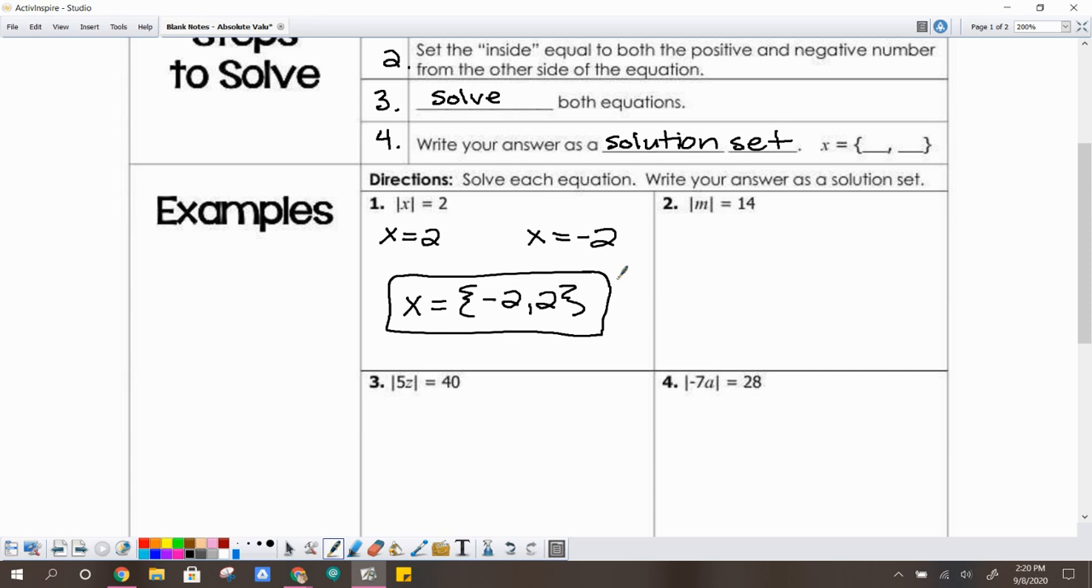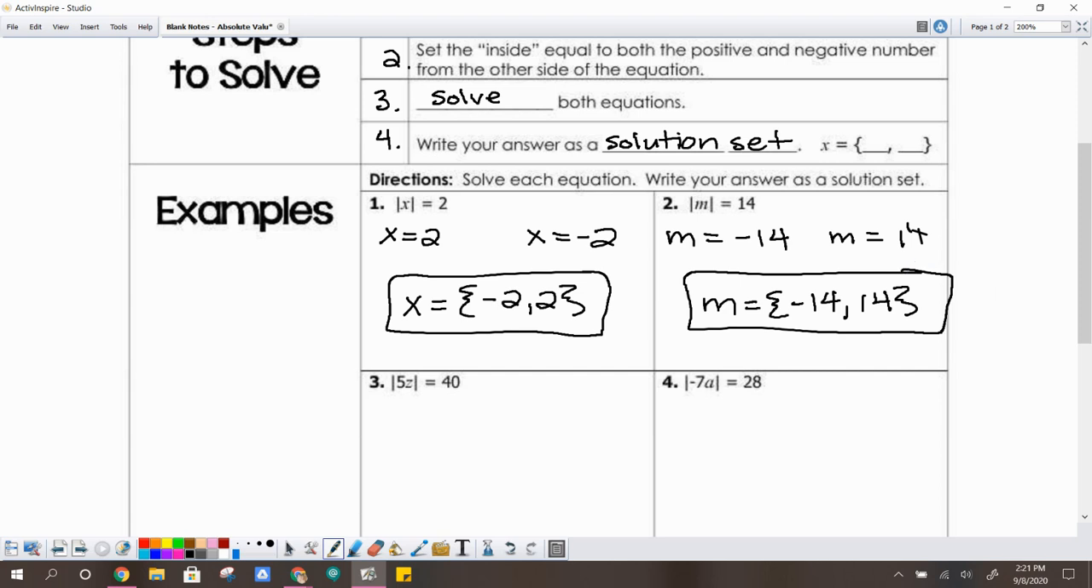So for number 2, it's the same idea as number 1. We're doing m equals. We have an isolated absolute value here, so we're done with that. We can go to step 2, which is to set the inside equal to both the positive and negative version of the outside. So since the inside is only m, we'll put m equals, and then we're going to have negative 14 and 14. So whenever we have that, we're going to go ahead to step 3, solve, and there's nothing to solve here. So step 4 is to write it as a solution set. And remember, we're writing the smaller number first. All right, so that's it for that kind.